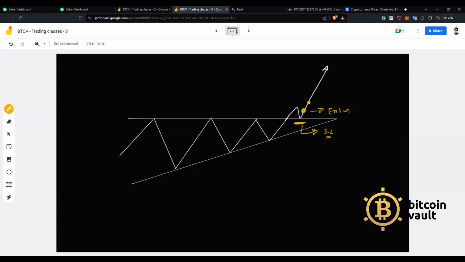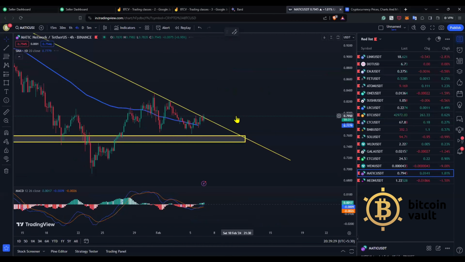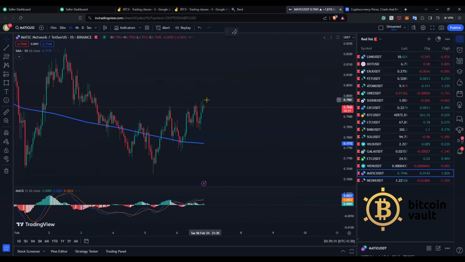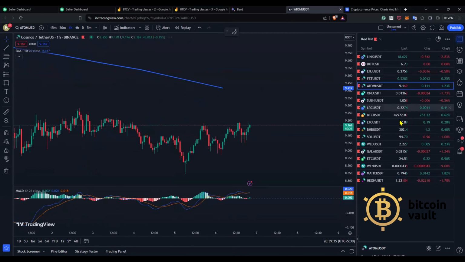Stop loss. Okay. One second, I think BTC is moving.